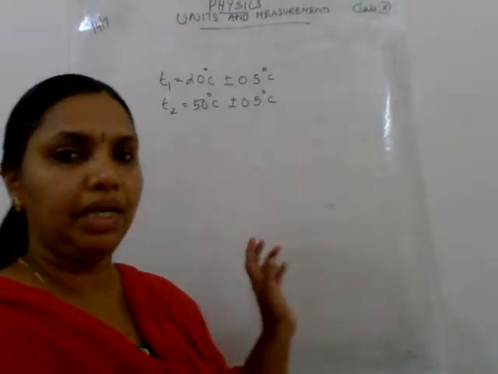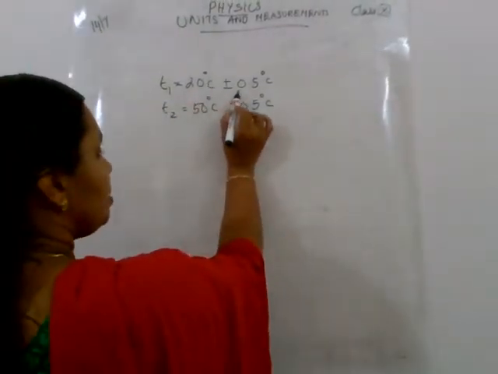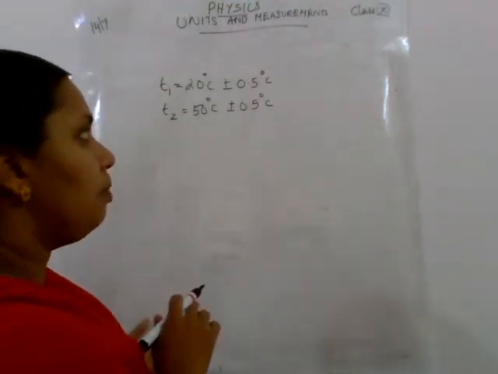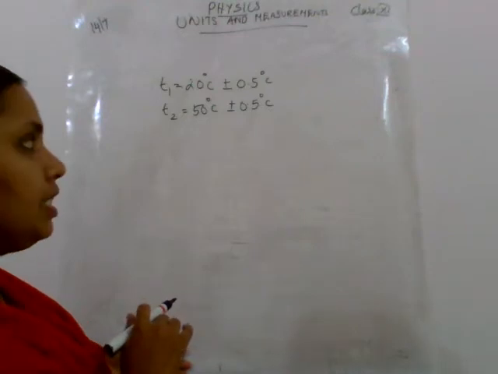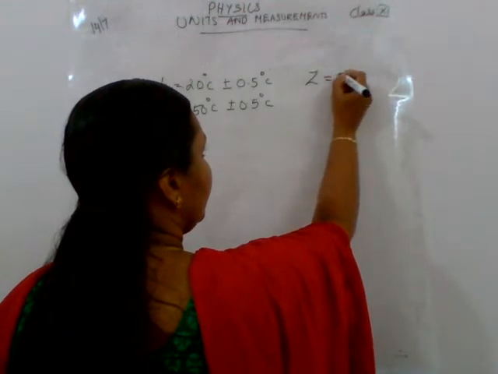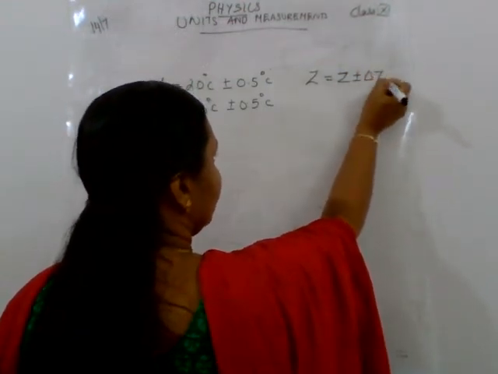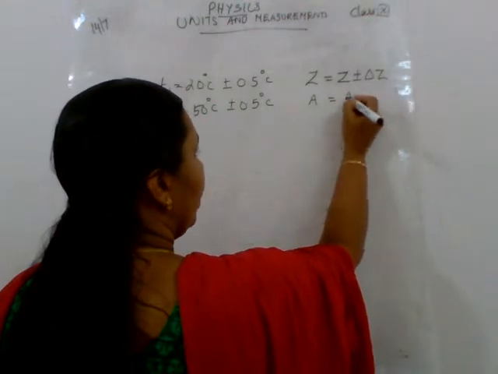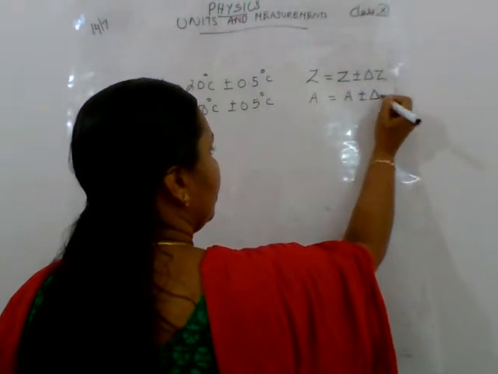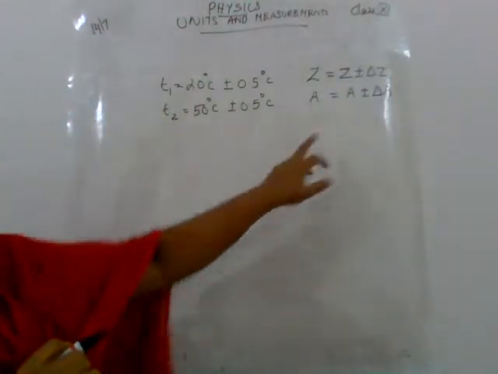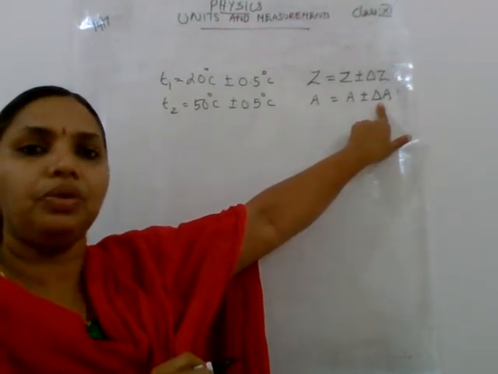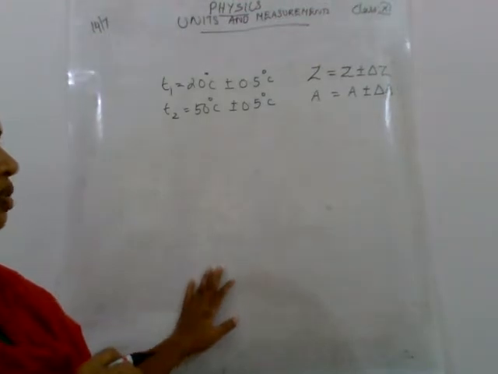So here, T1 is 20 degrees Celsius plus or minus 0.5 degrees Celsius and T2 is 50 degrees Celsius plus or minus 0.5 degrees Celsius. So we can relate it with the general expression: A equal to A plus or minus delta A, isn't it? So this is the true value and this is the possible error, the absolute error. So we got the equation like that.